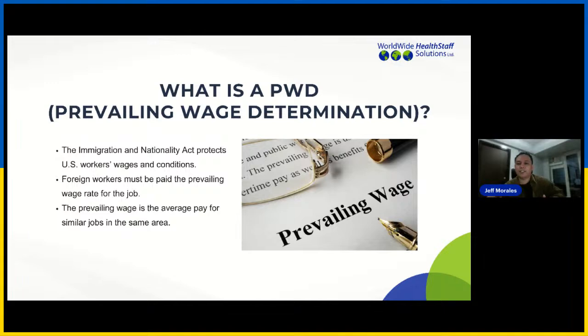Now, this prevailing wage rate is the average wage paid to similarly employed workers in the specific location or area of the intended employment. So that's what a prevailing wage determination is. And I think the main advantage of this is that it really secures and assures all of our candidates that the salary being offered to them is really within the labor market of the area that they are assigned to. So that is what a prevailing wage determination is.